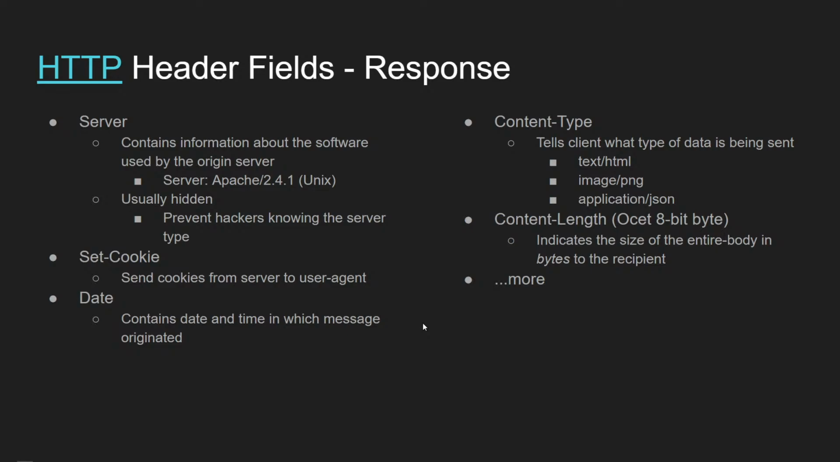For example, if you hit a server, let's say ubuntu.com or something like that, it'd probably say something like Apache 2.41 Unix. This is usually hidden because it prevents hackers from knowing the server type. I don't think you should use this header. Okay, I really don't. I think you should not use this header at all, but if you want to, by all means.